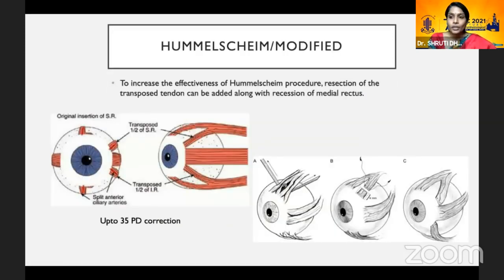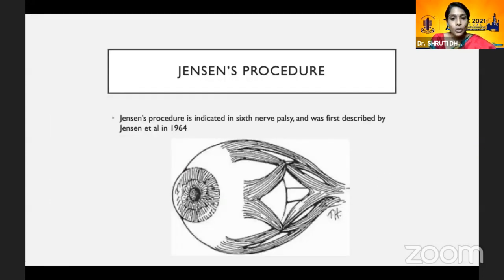So the other options are the Hammersheim procedure, where you have to take half the muscle of the superior and the inferior rectus and dissect it about 10 to 15 mm behind, and then attach it to the lateral rectus superiorly and inferiorly. We could also do a modified one where we resect maybe about 4 mm of the muscle before we attach it superiorly and inferiorly. This leads to an augmented effect. The Jensen's procedure has also been explained, where we use a non-absorbable suture to tie the halves of the superior and the lateral and the inferior and the lateral together.